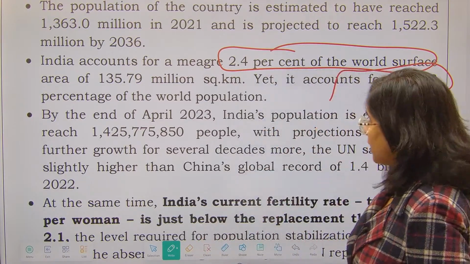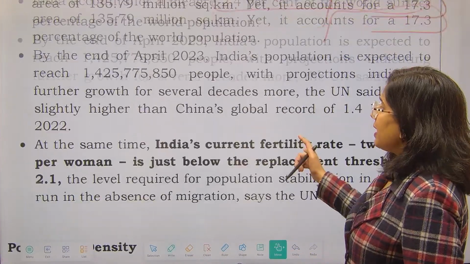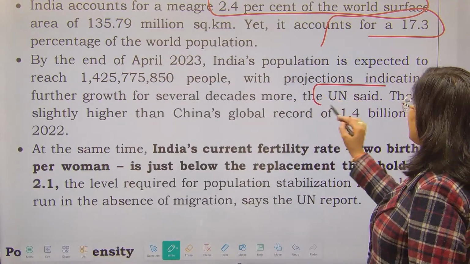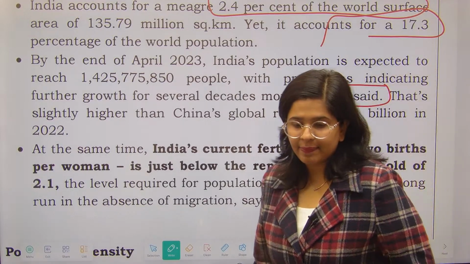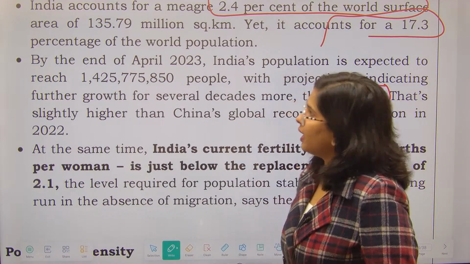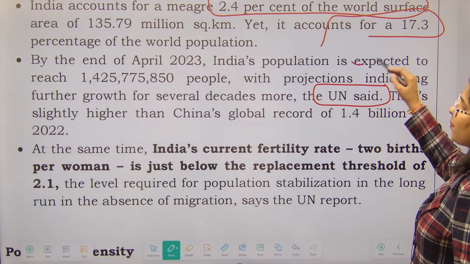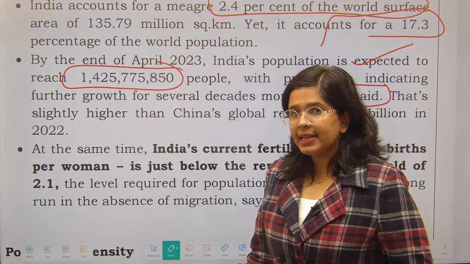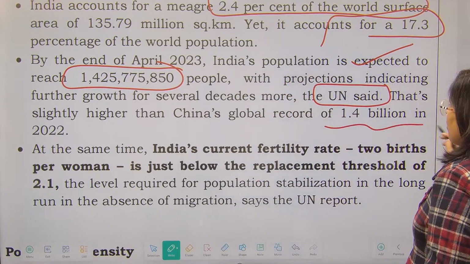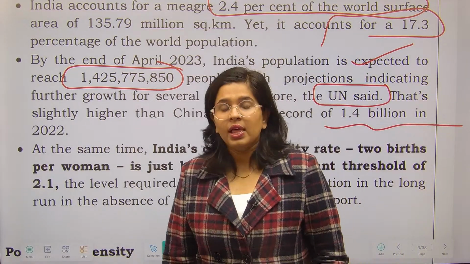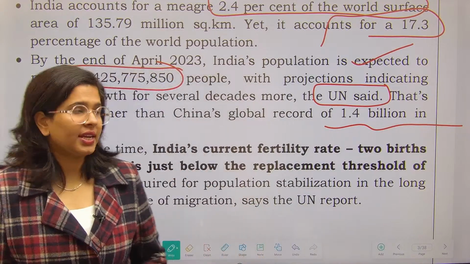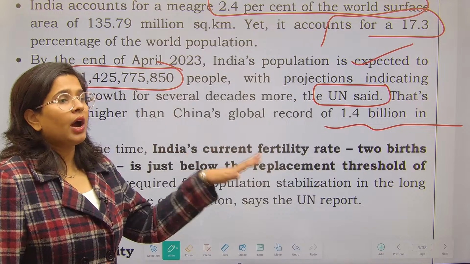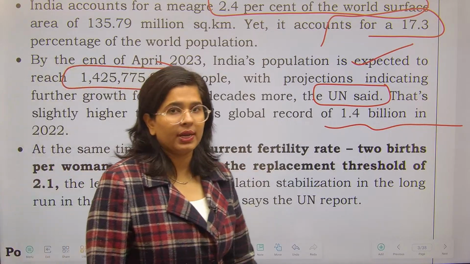Now we are the largest country in terms of population, right? This is what the UN has said in the month of April 2023. The UN said that by the end of April 2023, India's population is going to be approximately 1.42 billion. It is slightly higher than China's population of 1.4 billion in 2022, right? So China's population in 2022 has been exceeded by us, and because of this UN estimate, now we are being called the world's most populous country.